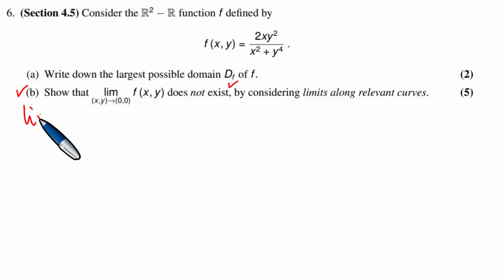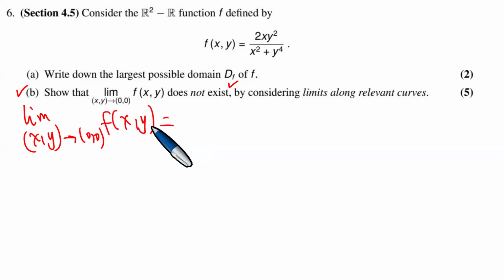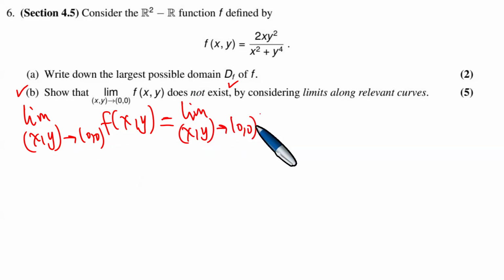We have with us the limit of f at x and y as (x, y) approaches (0, 0), and this is 2xy squared divided by x squared plus y squared. We need to show that this limit does not exist.